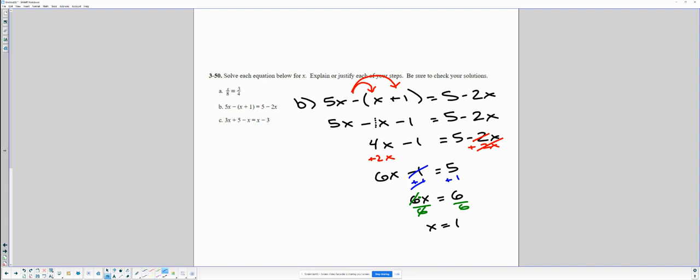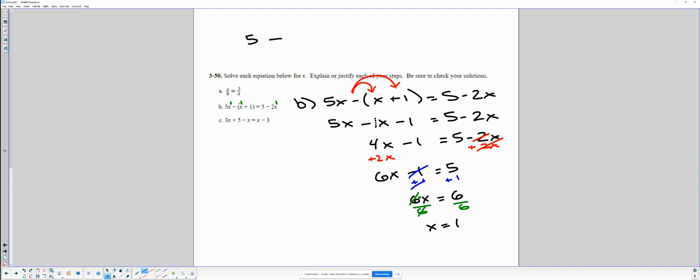To check it, you're going to put the 1 in place of all the x's. So you're going to put a 1 right here, a 1 right here, and a 1 right there, and see what happens. So you're going to do this with 5 times 1. 5 times 1 is 5 minus.